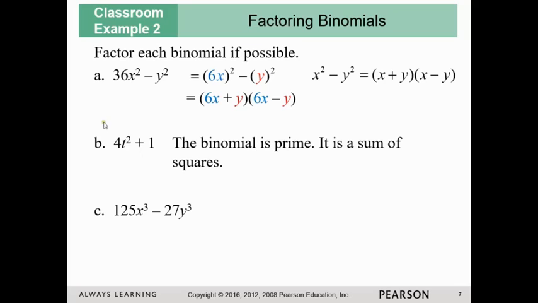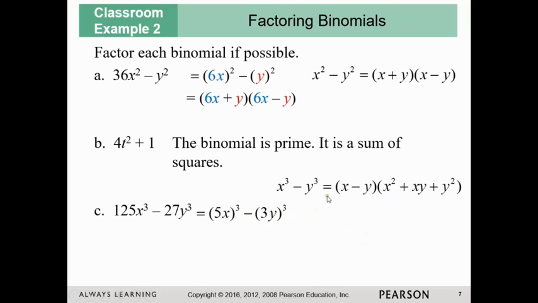So looking at C, looking at 125, we can see that the cube root of 125 is 5, and then we got x cubed here. Then we got negative 27y cubed. So let's rewrite this here, because the cube root of 125 is 5, the cube root of 27 is 3. We rewrote it using the reverse power rule here. And remember, we have a difference of cubes. So remember, the difference of cubes formula is this right here.